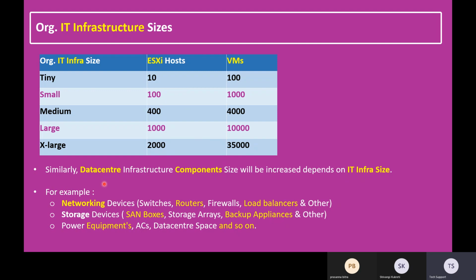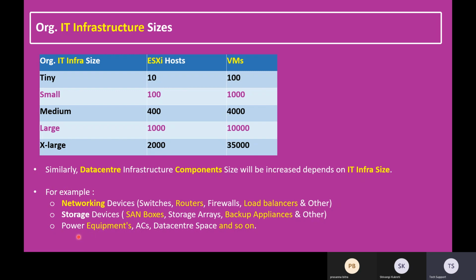Similarly, data center infrastructure component size will increase depending on IT infrastructure size. If your infrastructure size is increased, similarly network devices, switches, routers, firewalls, load balancers, and other network devices will also increase. I gave an example for vSphere infrastructure, but storage devices also, like SAN boxes, storage arrays, and backup appliances. We also need to take all our virtual machine backups. To store all our virtual machine backup data, we require a backup appliance along with storage arrays, and we also need other devices like a tape library and any external storage boxes. These all come under storage devices.